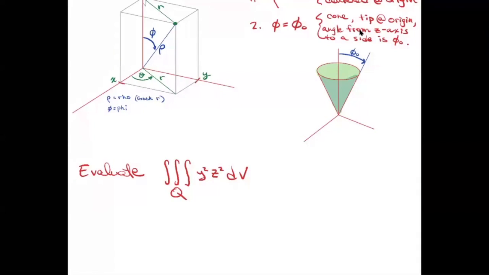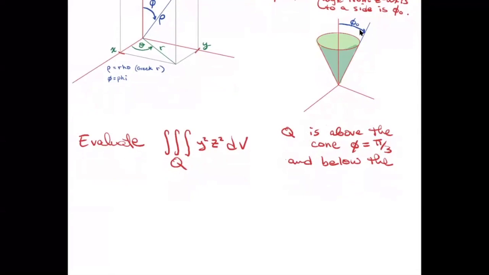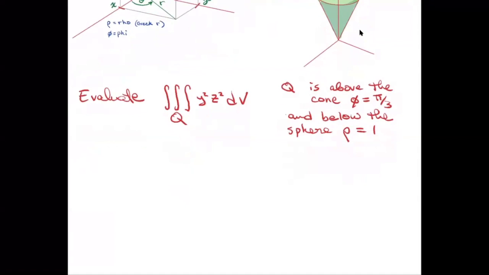I think that's good. Okay, so again, Q is above the cone phi equals pi over 3, and below the sphere rho equals 1. Those are the two fundamental shapes we were talking about just now. Let's see if we can figure this out. Don't forget, we're going to need all the transform rules, because I see y's and z's, and those are not in spherical coordinates.